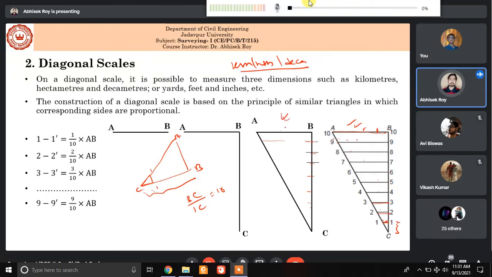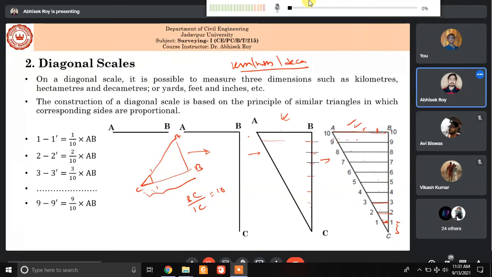Is this principle clear? We will come to the diagonal scale later on. Is this principle clear? This is basic geometry, right? Which you have learned in your class 10, 11. Is this clear to everyone? Or I will explain again. Is this clear? Sir, can you explain again? Okay, okay, I got offline in between.